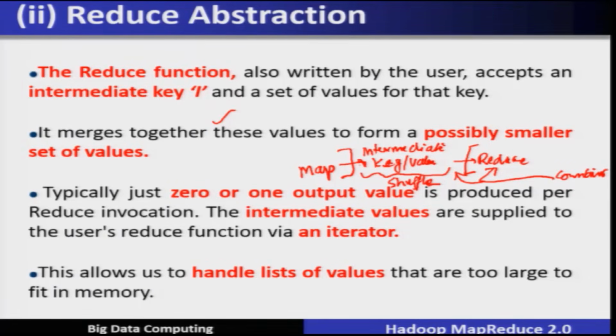So, therefore, 0 or 1 output values are produced per reduce invocation. The intermediate values are supplied to the user's reduce function via an iterator. Meaning to say that this particular function, which is called an iterator, can be understood in more detail like this. For example, if you want to do a summation of the intermediate values, which is basically the sum of its squares.